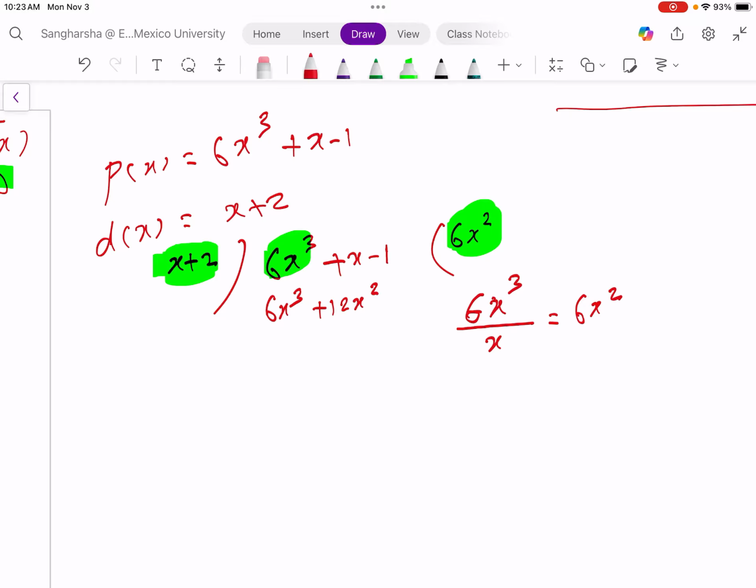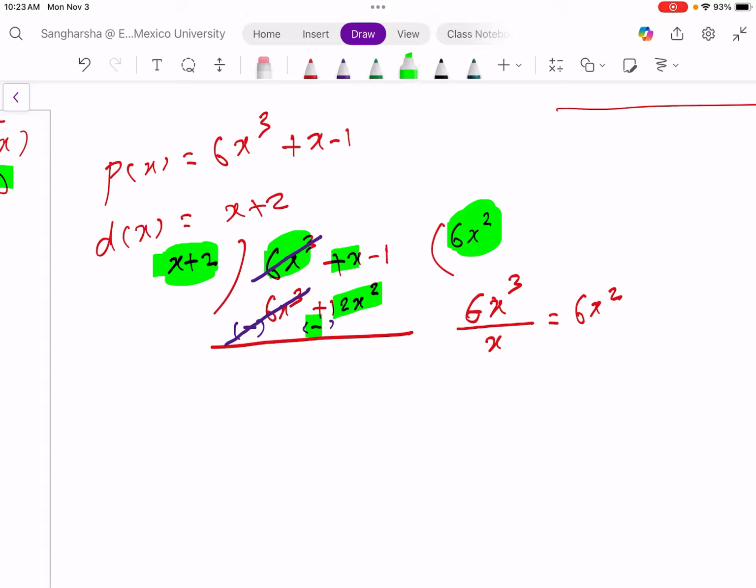Then what is the next step? Flipping the sign, okay? So our 6x cubed is positive, we make it negative. 12x squared is positive, we make it negative. So negative 6x cubed, positive 6x cubed, it is 0. Now here, this is negative 12x squared and this is positive x.